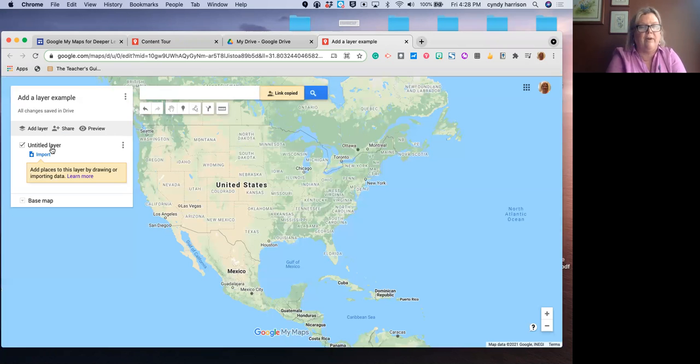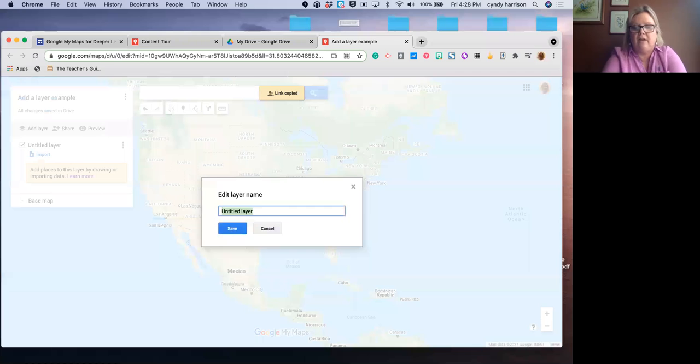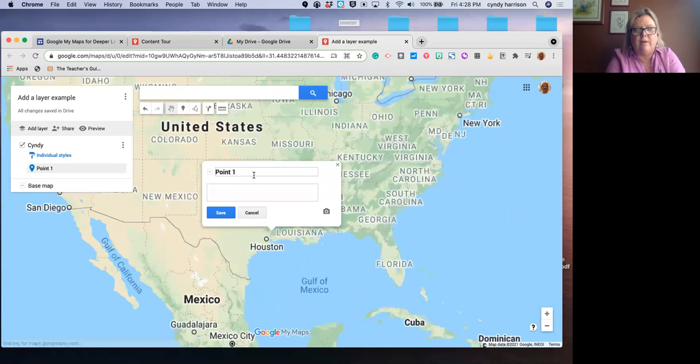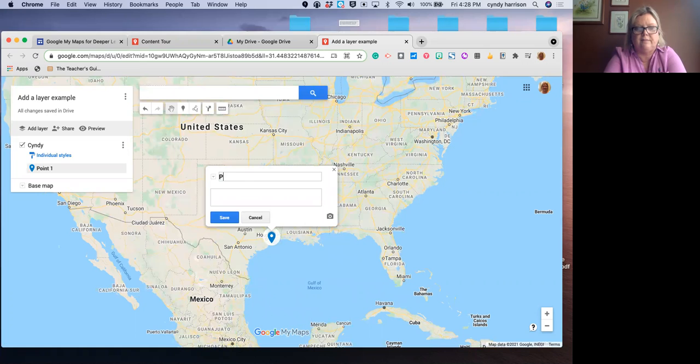So what I'm going to start with is I'm going to start on the untitled layer, and I'll say Cyndy. And so this is my layer. And so I'm going to go to Houston here. I'm going to just add, I was born in Houston, so point one, and I'm going to just say Houston. Birthplace. Okay. Doesn't matter. All right. So I'm just going to close that.